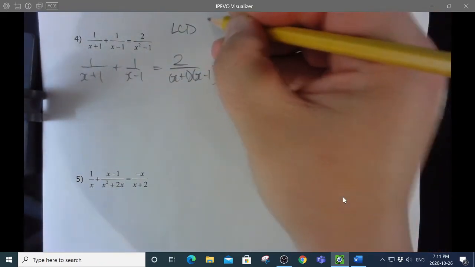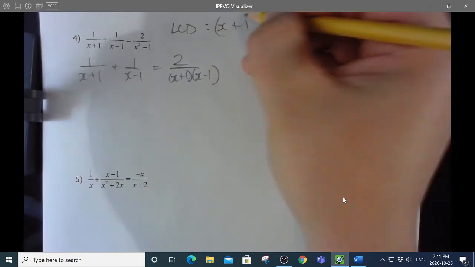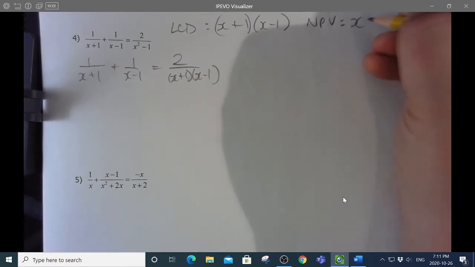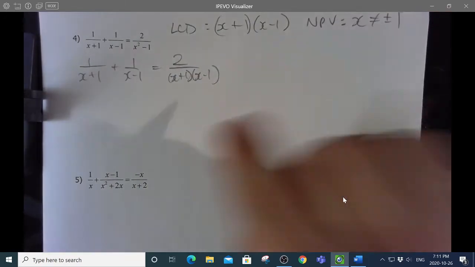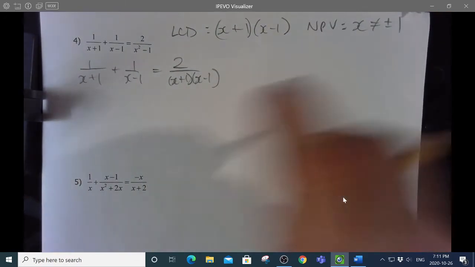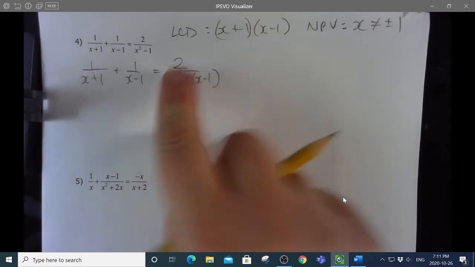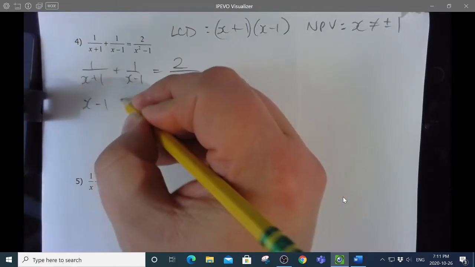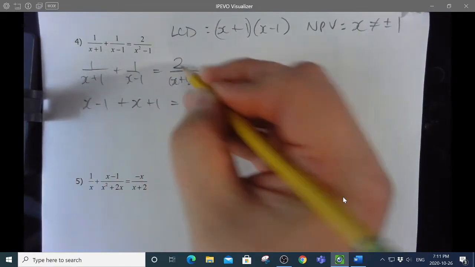So my LCD is x plus 1, x minus 1. My NPV, now that I'm in factored form, is x cannot equal plus or minus 1 because that would make those two things 0. So I'm timesing both sides of the equation by this denominator. So the numerator here is going to be x minus 1. This numerator is going to be x plus 1. And this is going to be 2.